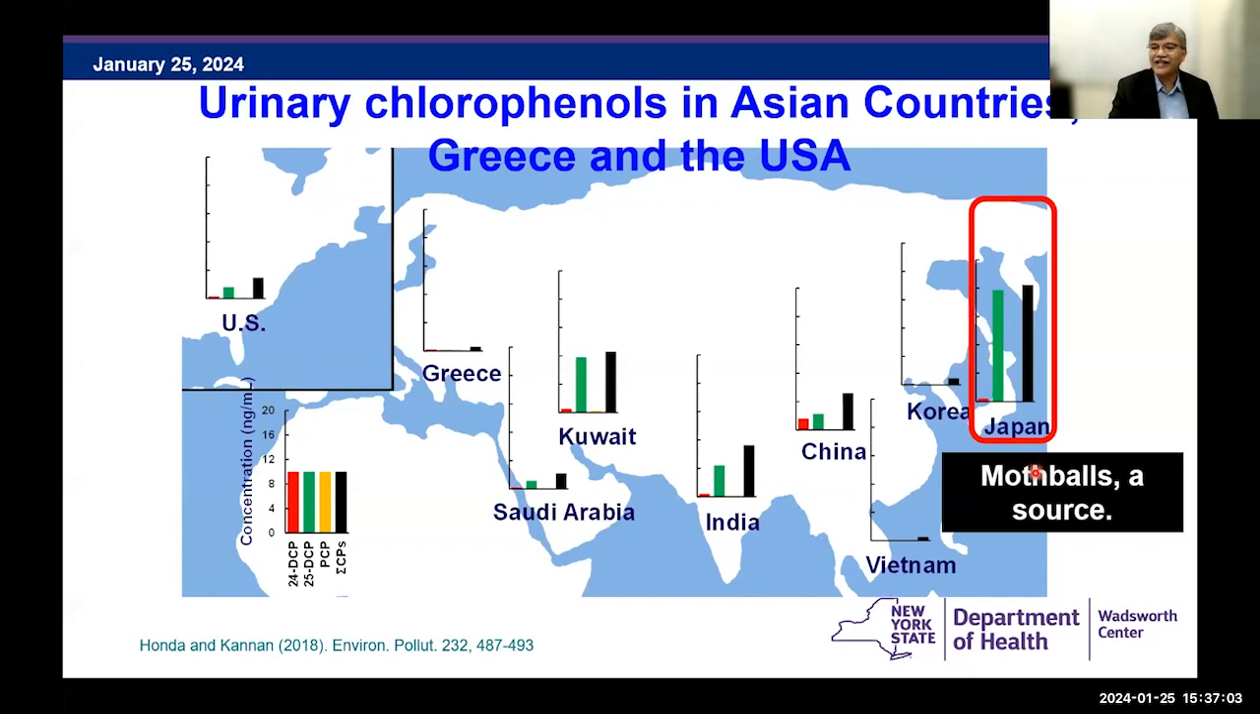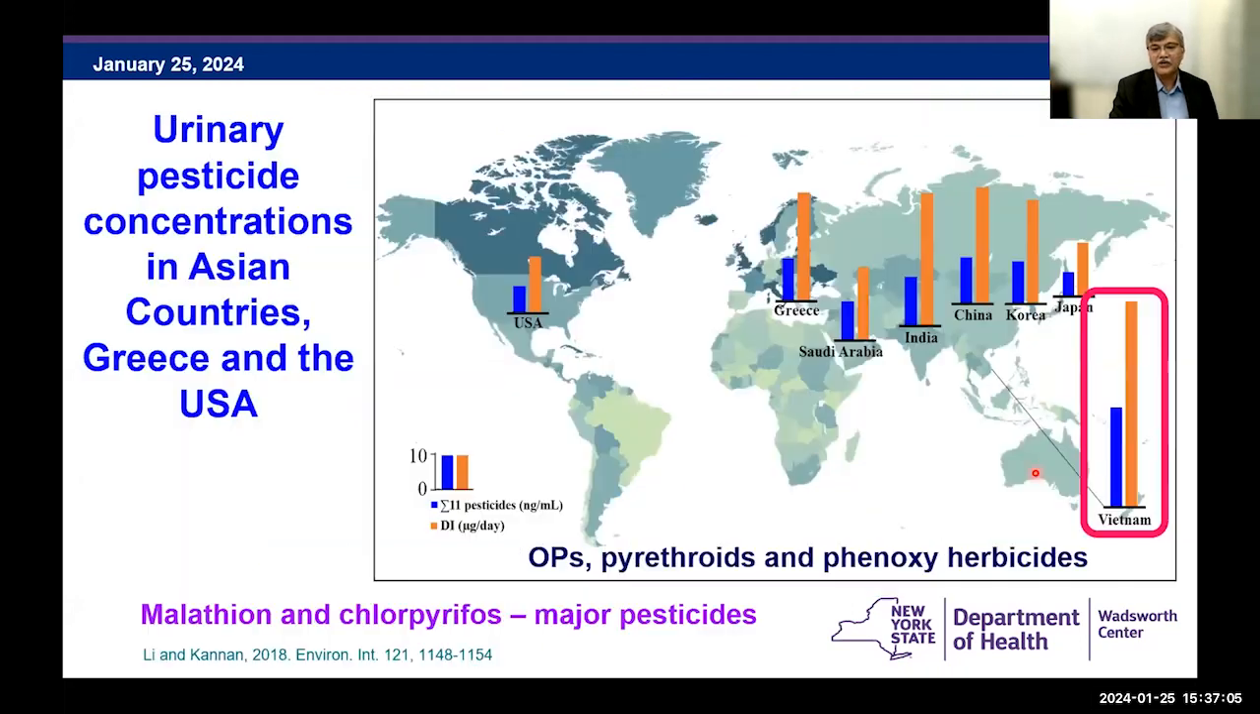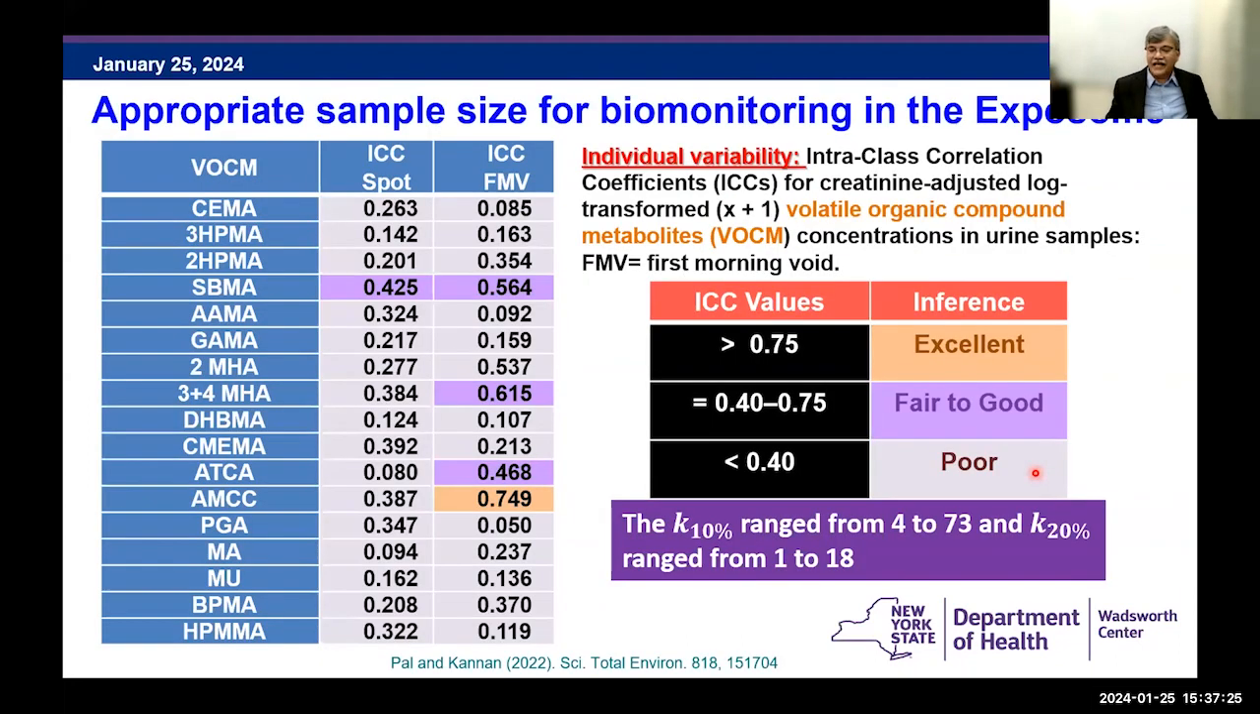So that's why you see very high levels of chlorophenols in urine from Japan. And pesticides are very high in Vietnam, right? When you do a multinational study, Vietnam is an agricultural country. So chlorophenols, chlorpyrifos, and malathion are some of the major pesticides widely used in Vietnam. You find much higher levels in those countries. I will stay there because my time is short.